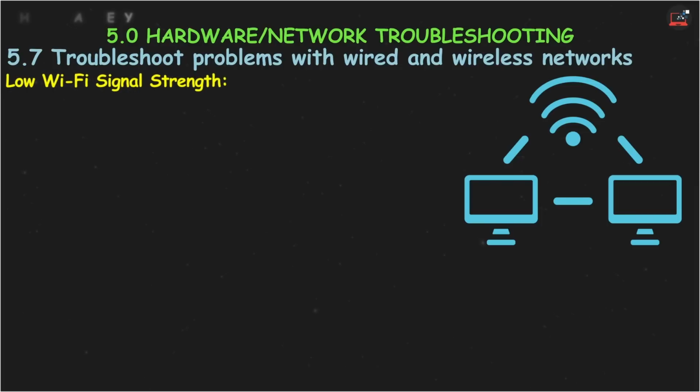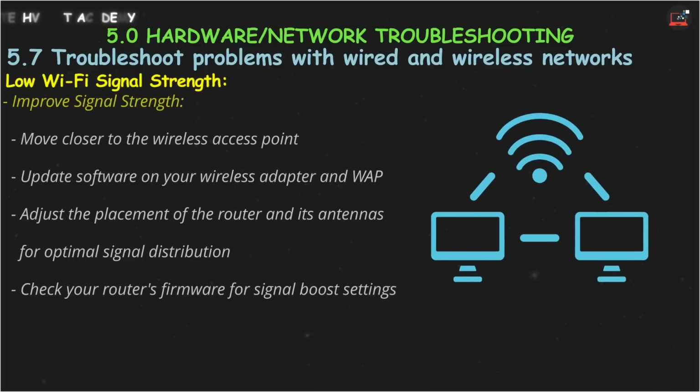Low Wi-Fi signal strength. Improve signal strength. Move closer to the wireless access point. Update the software on your wireless adapter and the WAP itself. Adjust the placement of the router and its antennas for optimal signal distribution. Check your router's firmware for signal boost settings.